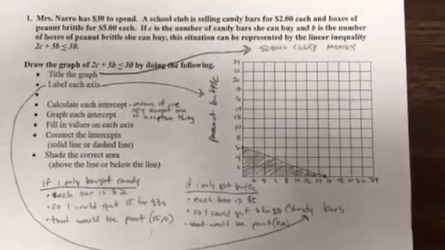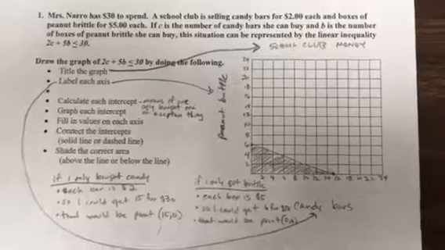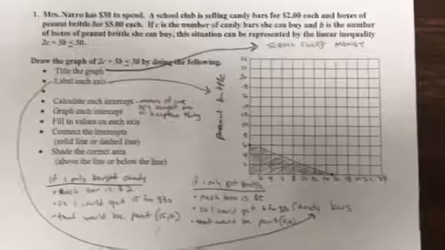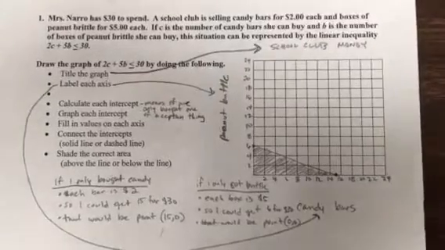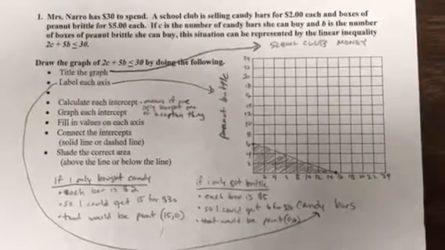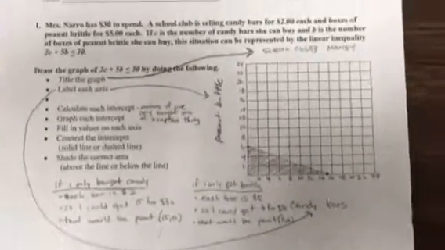And then they give you an inequality. So 2C, because $2 for every candy bar, plus 5B, $5 for every box of peanut brittle, has to be less than or equal to $30. So they ask us to draw a graph of this, and we are going to go step by step so you can see exactly how you would do this on your own.